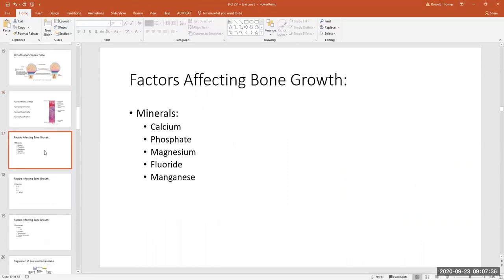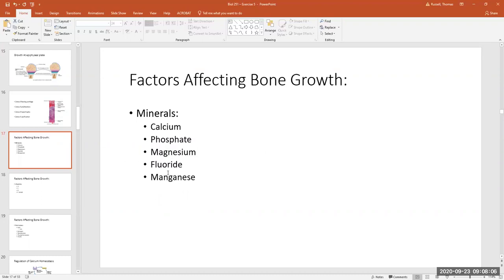All right. Now we have to go through some other physiology dealing with bones before we get into the actual bones themselves. Let me tell you what some of these factors are that affect bones. We're going to go over the minerals. Obviously, calcium and phosphate are the two that make the bone the strongest, but all of these are found in bone. So we need calcium, you need phosphate, you need magnesium. We have some fluoride in our bone.